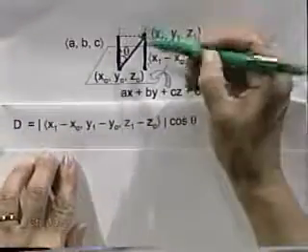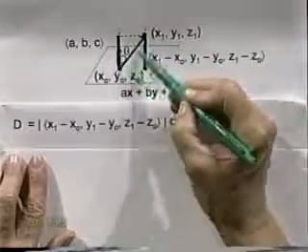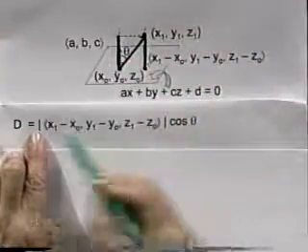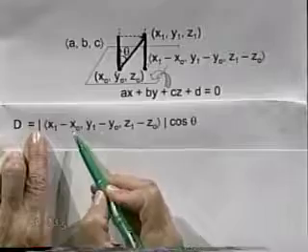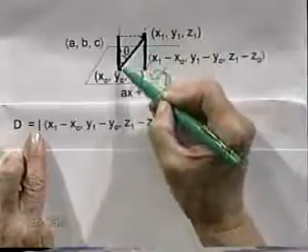This distance from here to here is the same as this distance from here to here, which is going to be the length of this vector, which means the magnitude of x1 minus x naught, y1 minus y naught, z1 minus z naught. That's that vector, times the cosine of that angle.